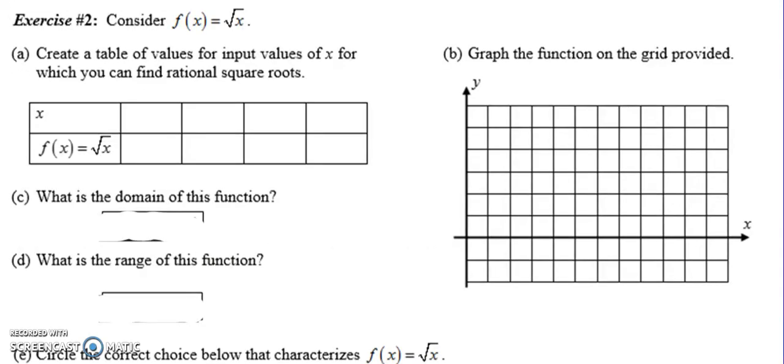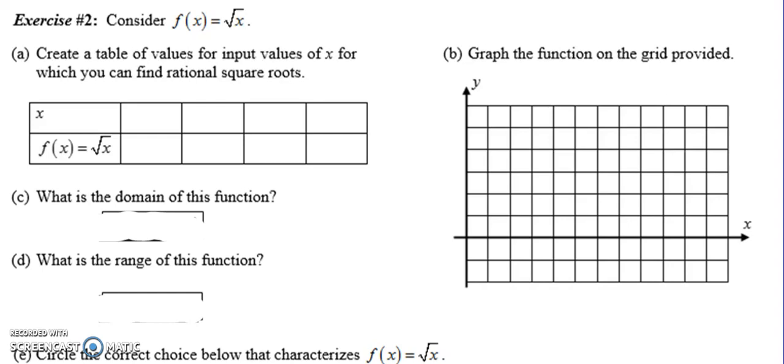All right, so here we go. We have our first square root function. You got your input values, your output values. What we want to do is fill in the table, or create your table if it's not there for you. Create a table of values for input values of x for which you can find a rational square root. So I'll give you a hint. Don't use 2 as an input, because if I input 2, I can't take the square root of 2. It would be irrational. And see if you can come up with the smallest possible input value. So what is the smallest element of the domain? And then go through there. So try to fill out that table. See if you can do that now.